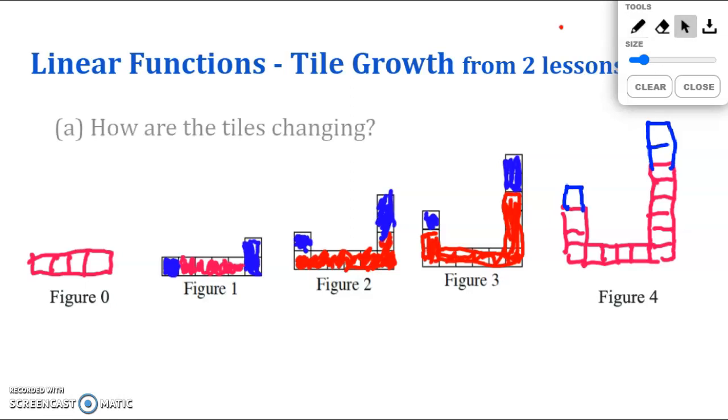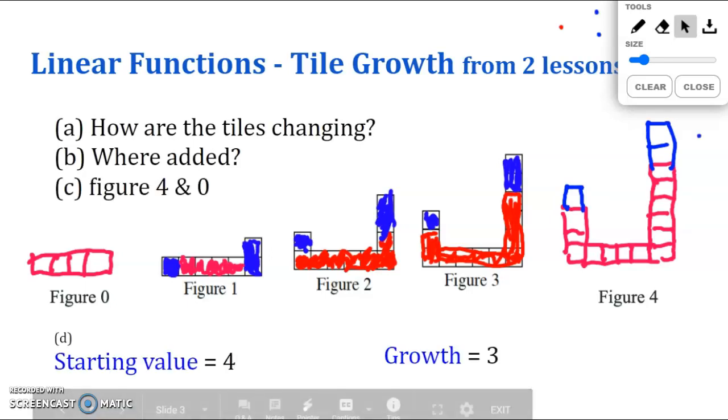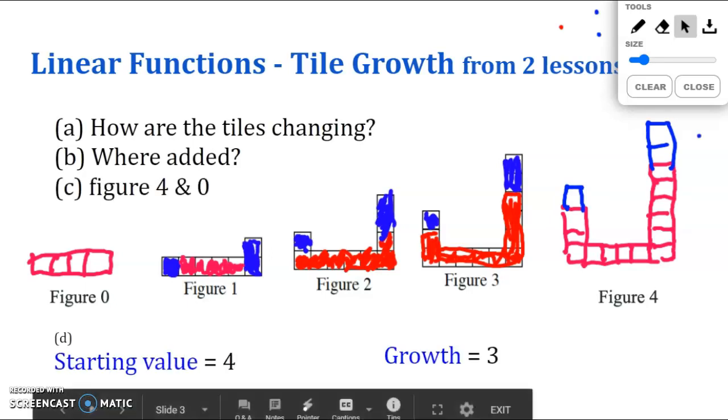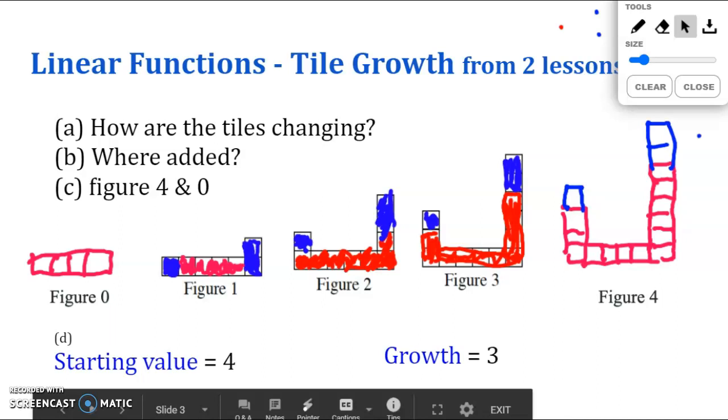Then let's move on. From the notes, we said the starting value is always the number of tiles in figure 0. Figure 0 had 4 tiles, so that's why I have the 4 here. The growth is how many tiles were added in each figure, always 3. That's how you get the 3.